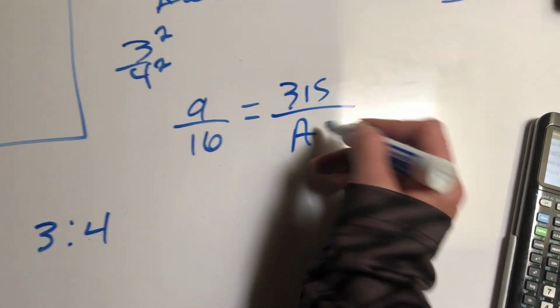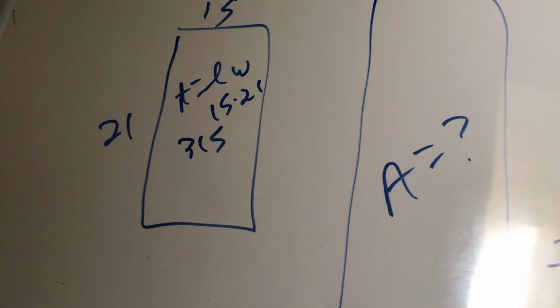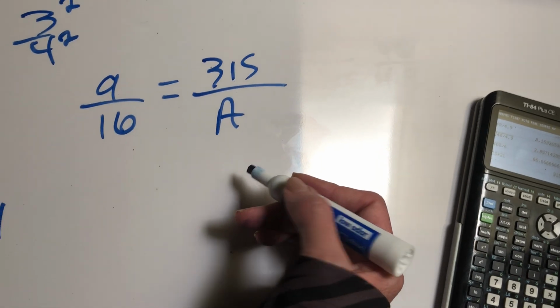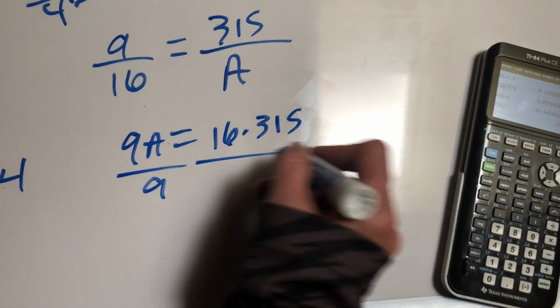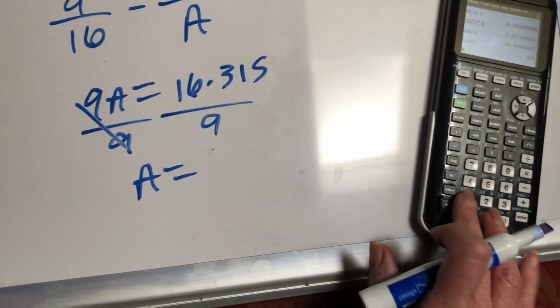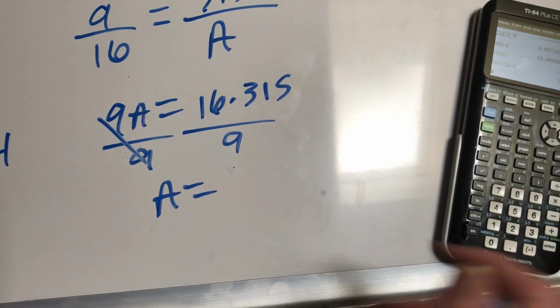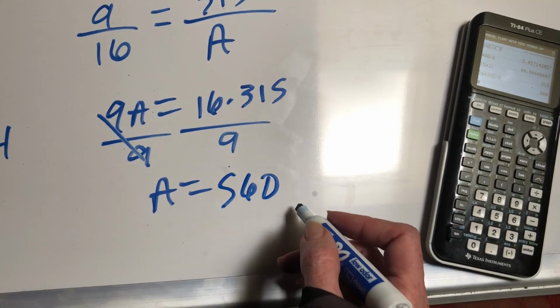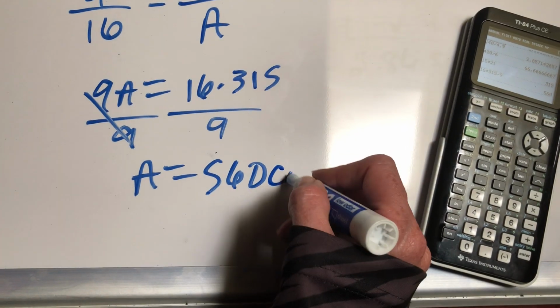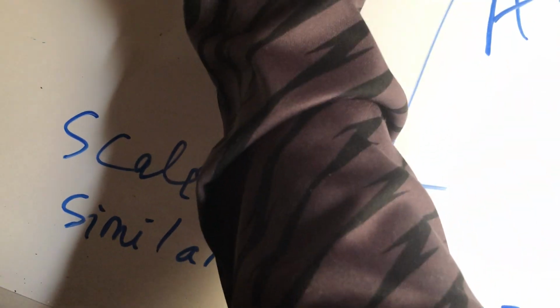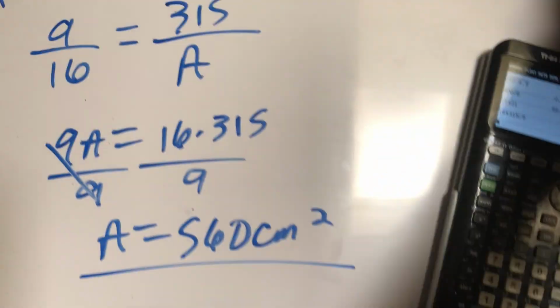The area of my smaller one is 315, so it goes on top. I want the area of the bigger one. So then you have 9a equals 16 times 315, and then you just divide by 9. So 16 times 315 divided by 9 gives me 560. I wasn't given any units on this, but I want to go ahead and put units, centimeters squared. So I'll say that these were centimeters, and this was a centimeter squared, so that you remember to label, okay?